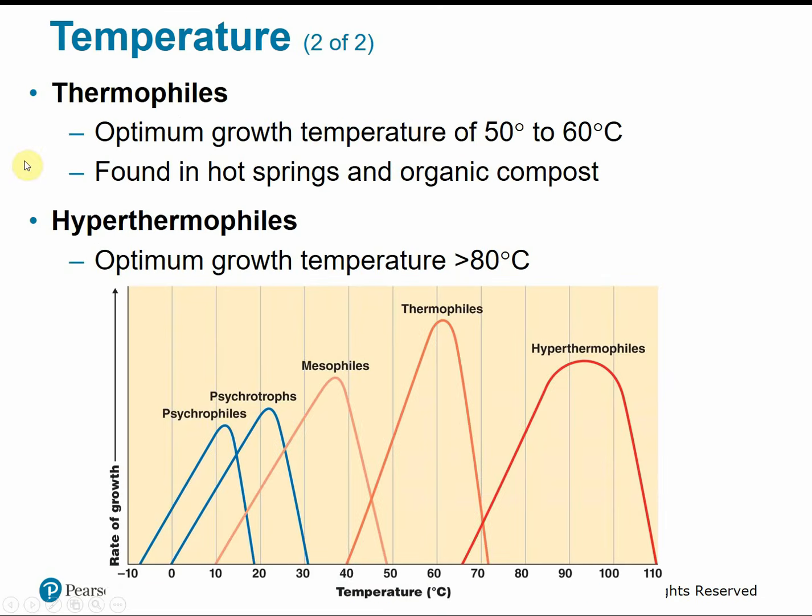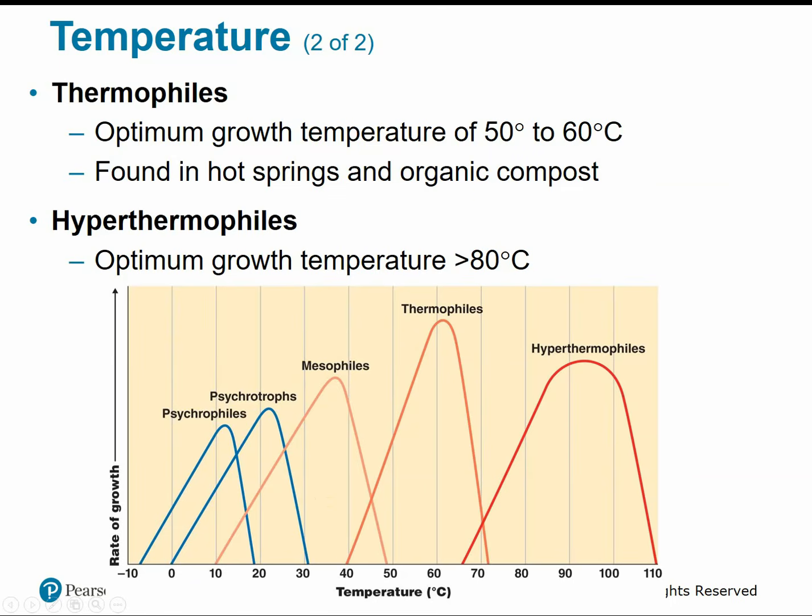Thermophiles' optimum growth temperature is between 50 to 60 degrees Celsius. So 60 degrees Celsius is about 140 degrees Fahrenheit. So the human body temperature is 37 degrees Celsius, so 98.6 degrees Fahrenheit.